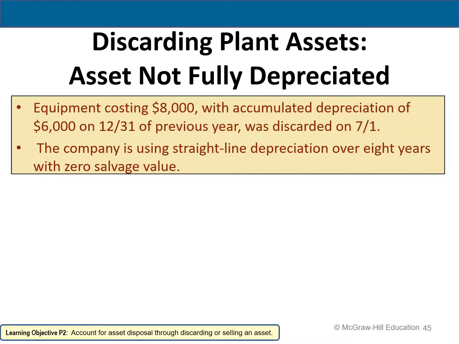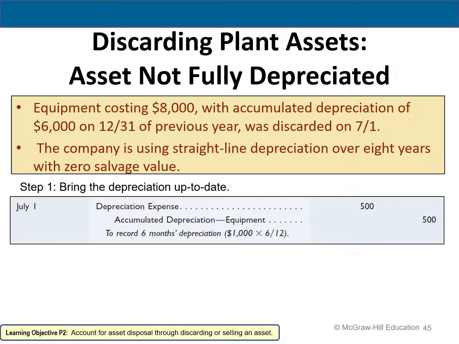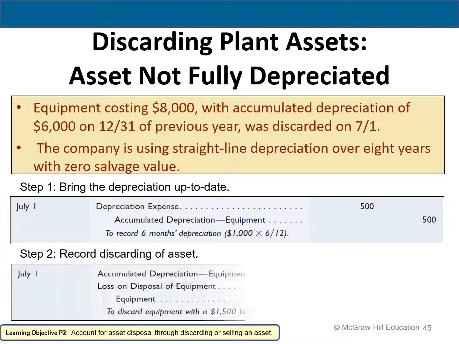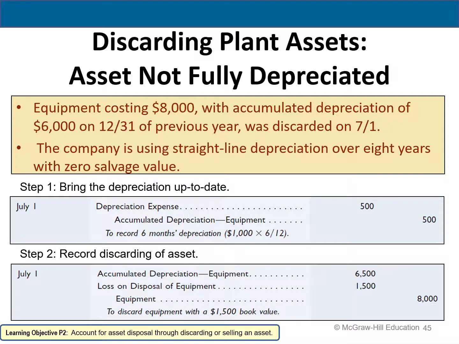If it's not fully depreciated, let's look at what happens. Equipment costing $8,000 with accumulated depreciation of $6,000 on 12/31 of the previous year was discarded on 7/1 of the next year. The company was using straight line depreciation over 8 years with a 0 salvage value. So $8,000 over 8 years would be $1,000 per year. They had their accumulated account updated through 12/31, but before you dispose of it, you have to update your depreciation and your accumulated depreciation through the date of the disposal.